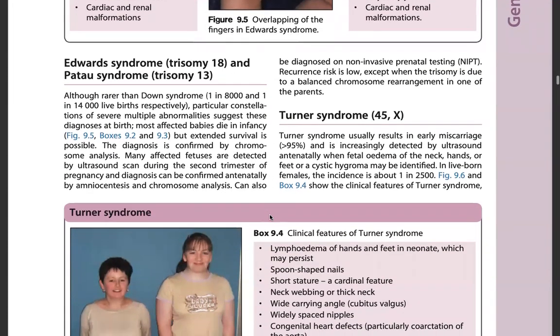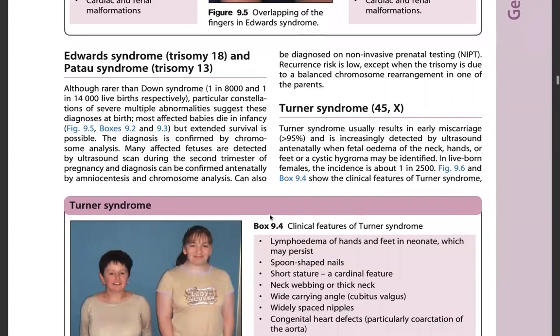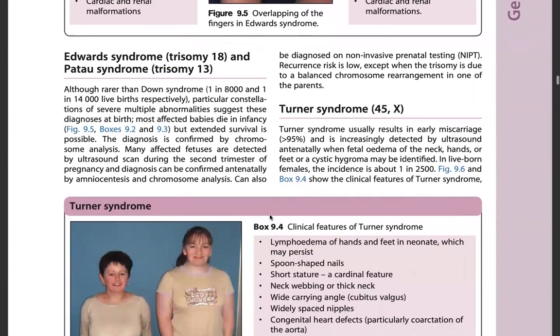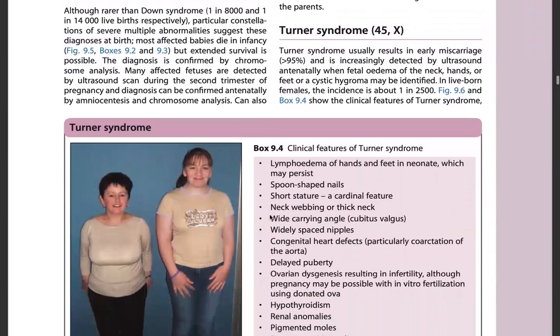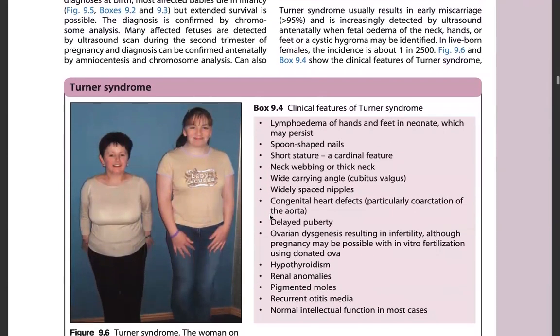Turner syndrome, which is 45,X. Turner syndrome usually results in early miscarriage, more than 95%, and it is increasingly detected by ultrasound antenatally when fetal edema of the neck, hands, or feet, or cystic hygroma may be identified. In live-born females, the incidence is about 1 in 2,500, as shown in figure 9.6, and the box shows the clinical features of Turner syndrome.